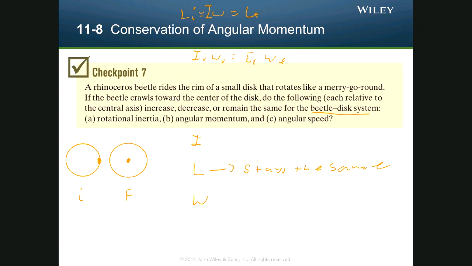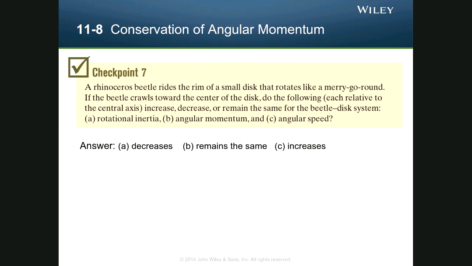Now, as the beetle goes from the edge, from the initial to the final, I will indeed get smaller. So this will decrease, and that will lead the angular velocity to increase. Because if you have a decrease in one of these variables, you have to increase the other. Decrease, remains the same, increases.